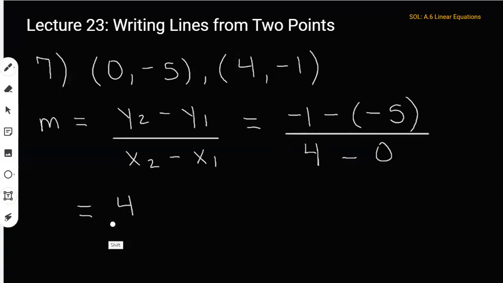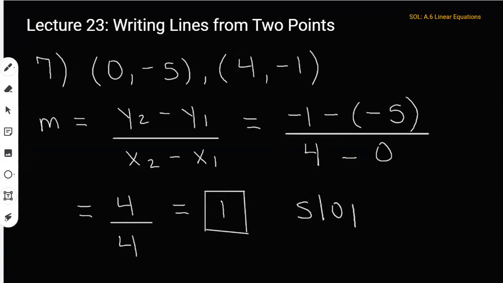So I've got 4 on top. On the bottom, I have 4 minus 0. That's going to be 4. And then 4 divided by 4 is 1. That's going to be your slope. And I'll put a box around that. Not yet. We still got to find the y-intercept. That's going to be on the next slide. But for now, we know what the slope is.